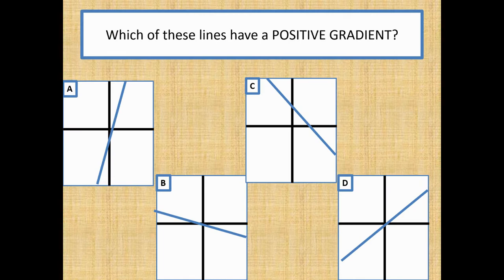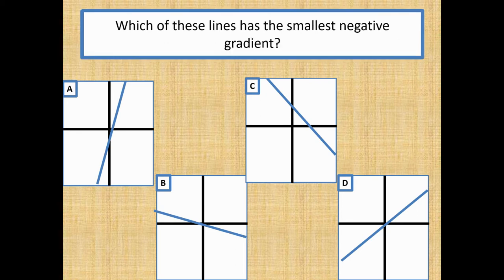So which of these lines here has a positive gradient? Okay, pause the video. Have a go. Which of these lines has a positive gradient? So A, as you can see, is going from left to right, it's going upwards. B is going downwards. C is going downwards, and D is going upwards. So the lines that have a positive gradient are A and D, because if you read the graph from left to right, the line is going upwards. So it must have a positive gradient. It can't be negative. It can't have a minus sign.